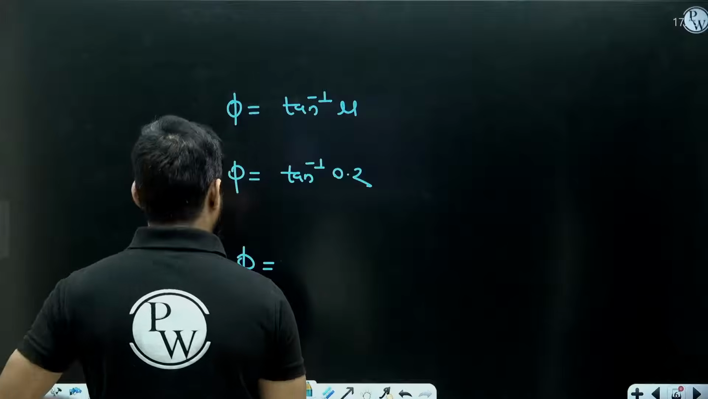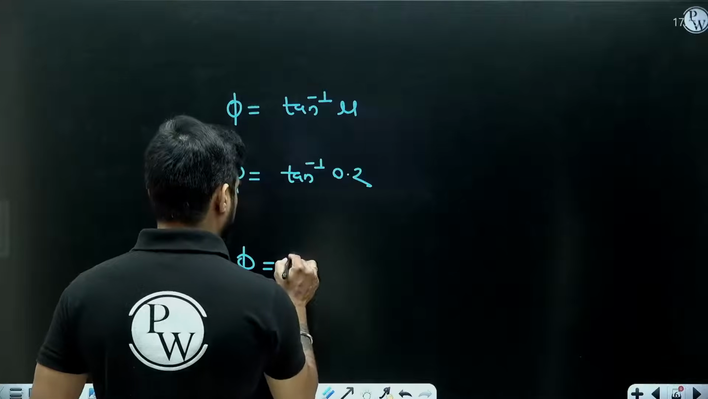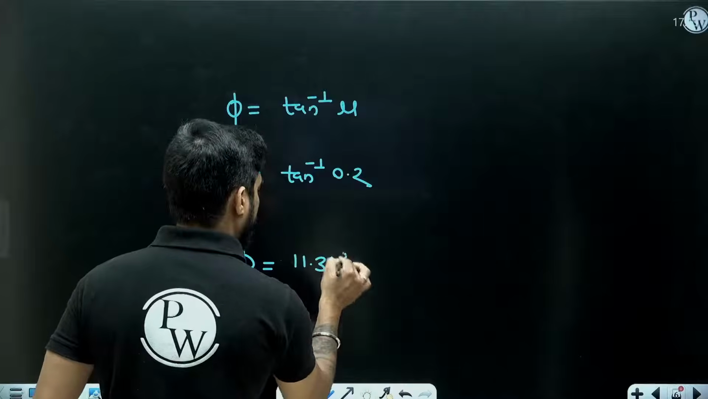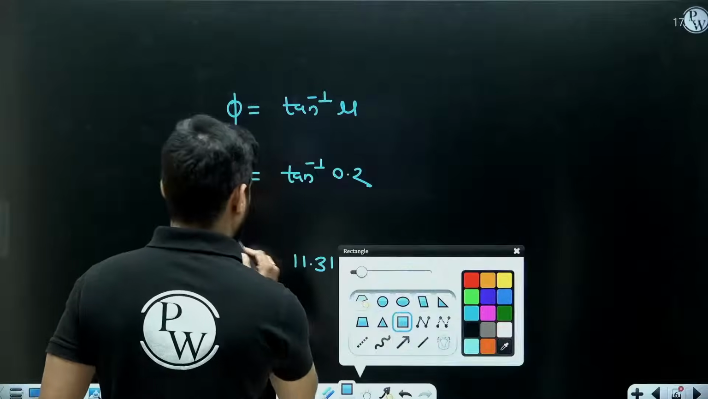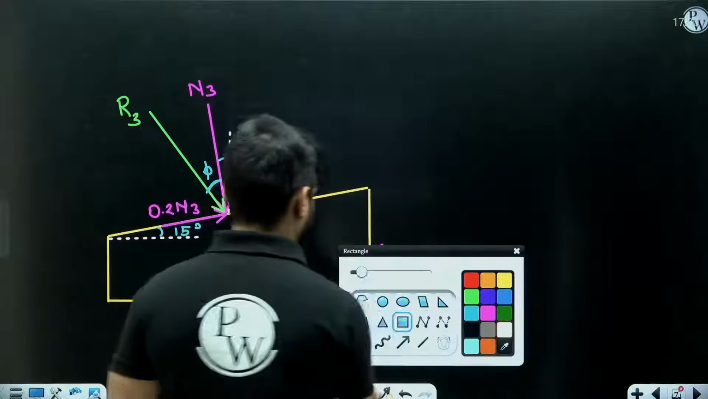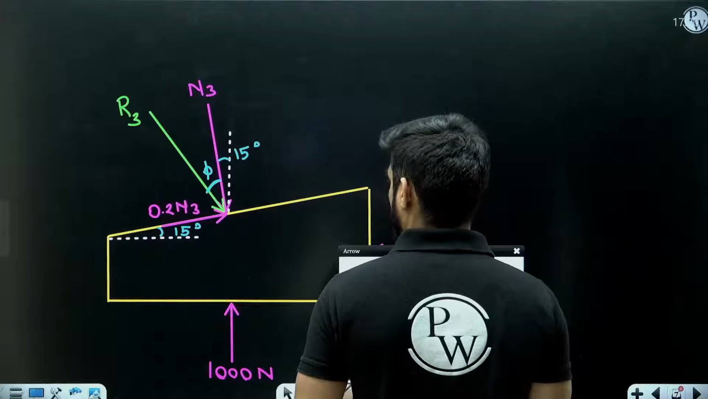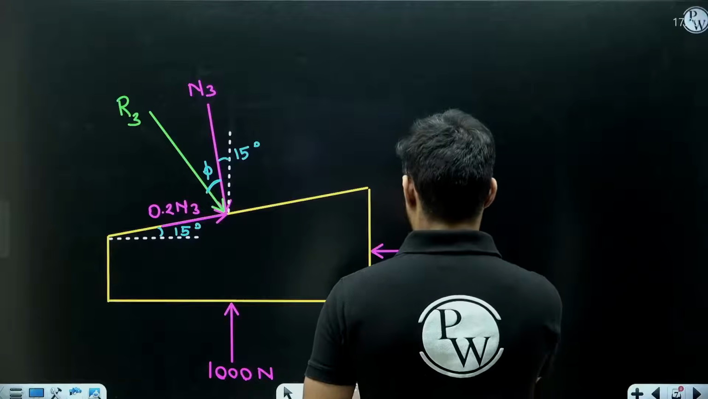So phi will be how much? 11.31 degree. Okay. So this angle is 11.31 degree. So now understand this. Now you have this thing.